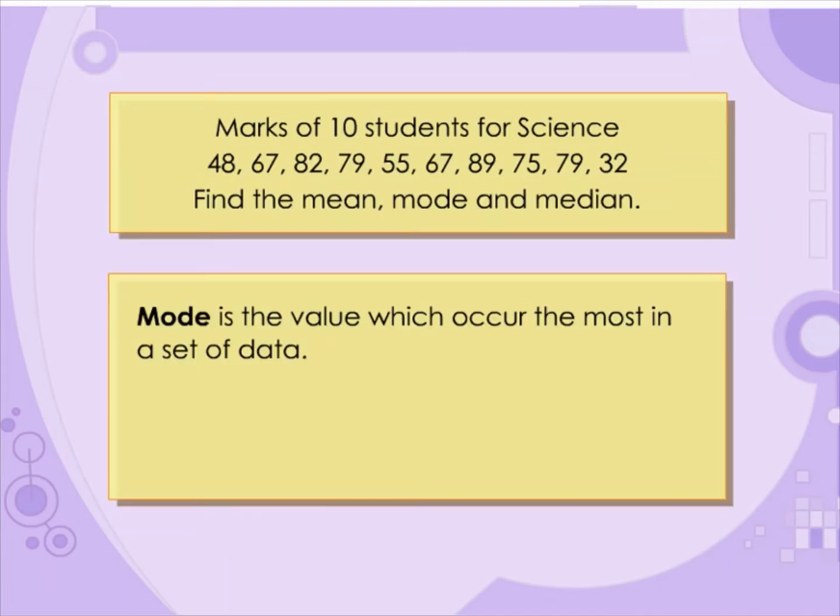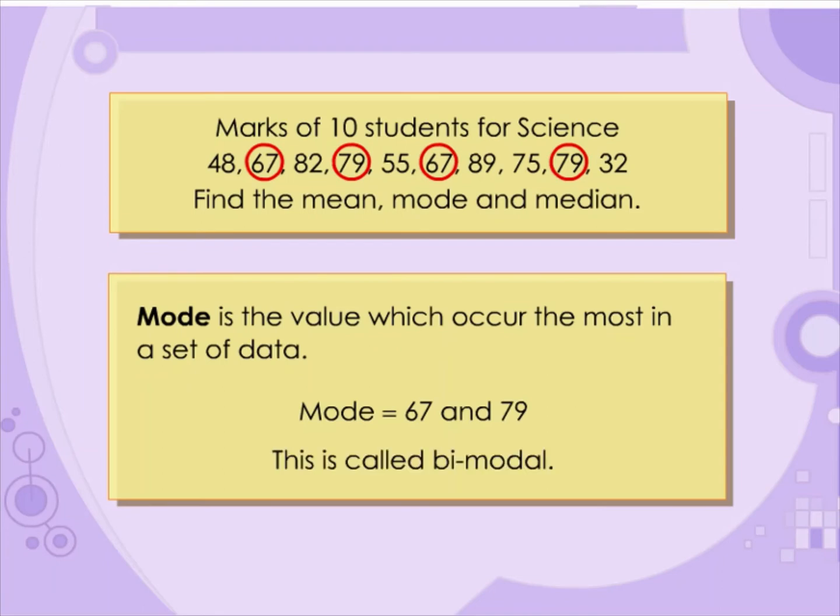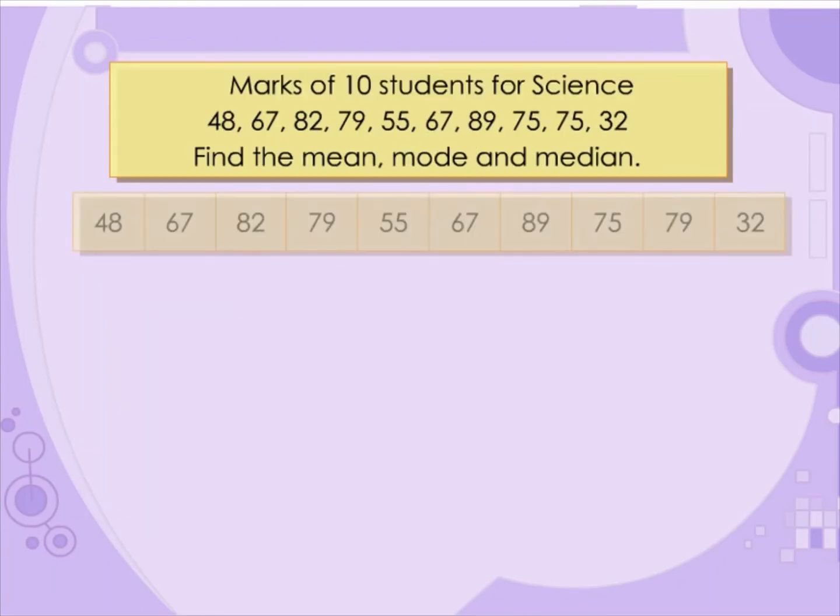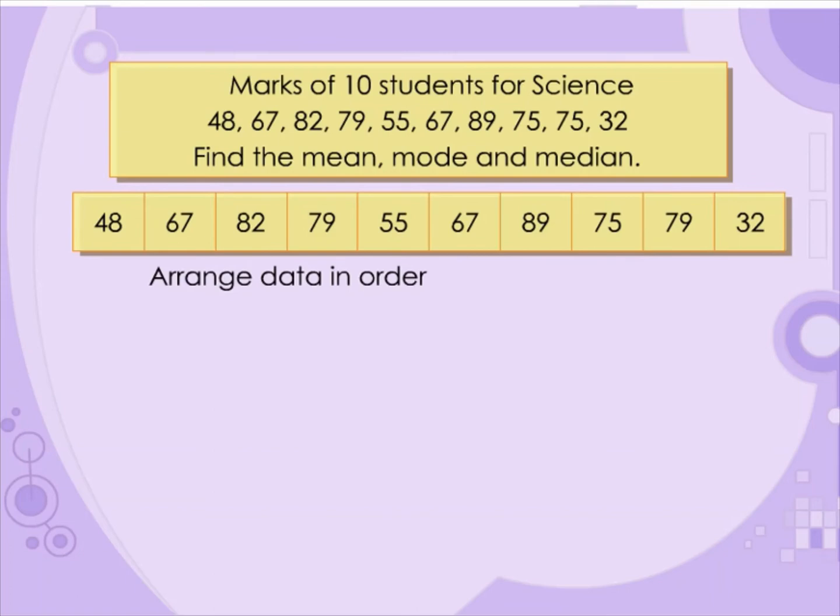Mode is the value which occurs the most in a set of data. In this case, each of the values of 79 and 67 appears twice. So both of them are the modes of the data. This is called bimodal. To find the median, we arrange the data in either ascending or descending order.